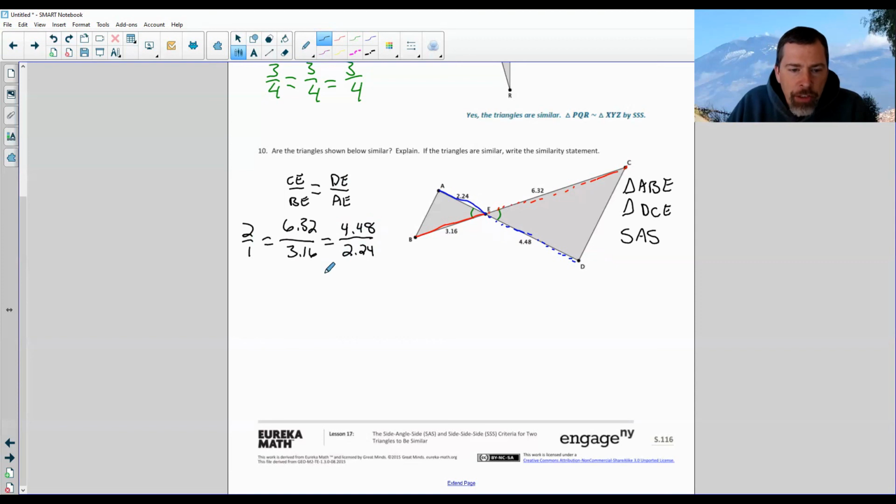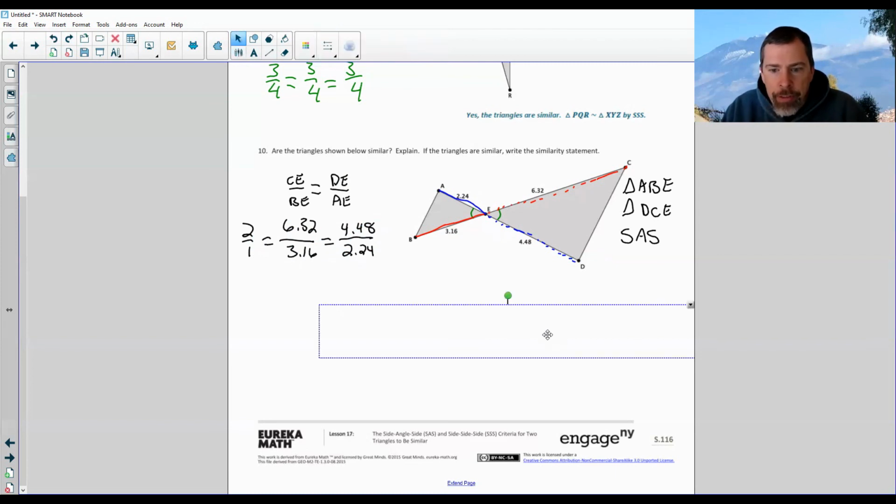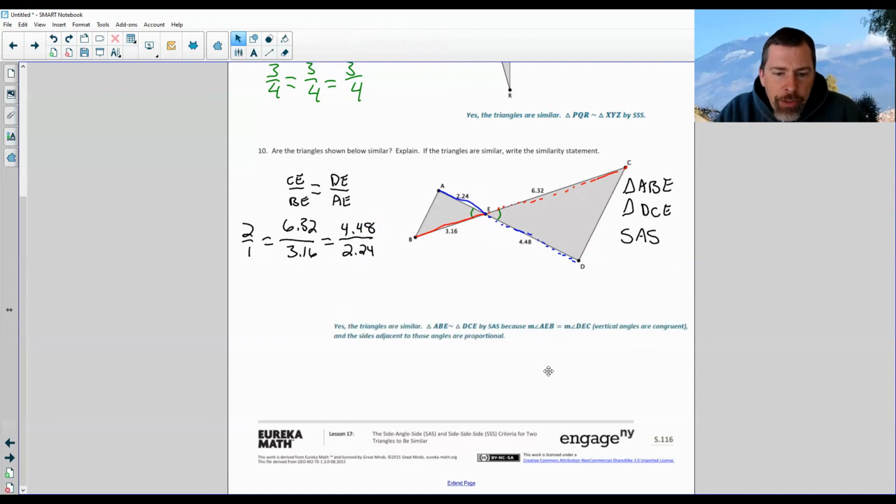We could cross multiply and check, but it's clear when we have a 2-to-1 proportion that there is a similarity. So now I'm going to say, I think I already did it. Let's see, where is it? Right here. Yes, the triangles are similar. Triangle ABE is similar to triangle DCE. Notice how we named it correctly, and it's got to be said in that order. By SAS, because the measure of angle AEB equals the measure of angle DEC. Vertical angles are congruent, and the sides adjacent to those angles are proportional.